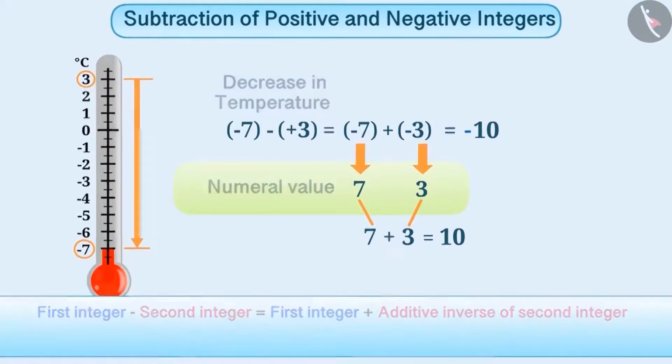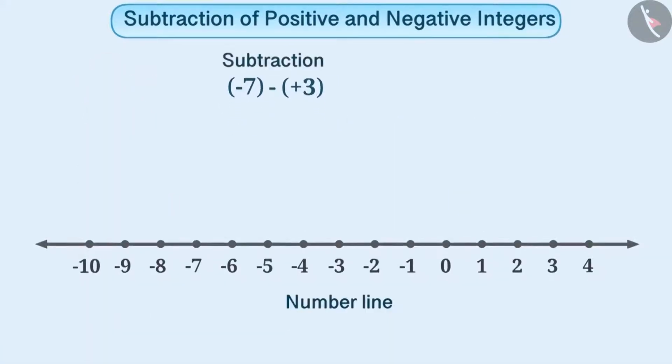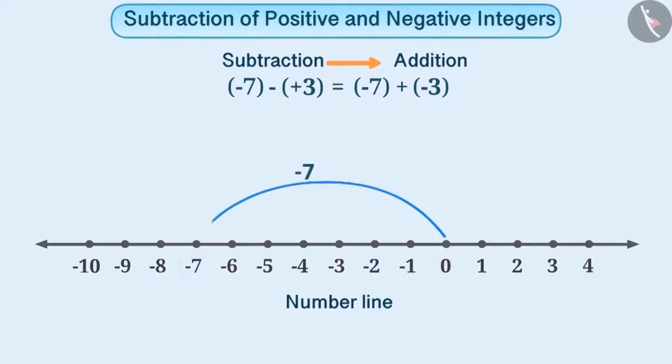In order to obtain the result of -7 minus +3 on the number line, first, we will convert it into the operation of addition, that is, -7 plus -3. The first number is -7, so we will move 7 steps towards the left of 0. The second number is -3, so we will again move 3 steps towards the left of -7. Thus, we reach -10. That means the result is -10.